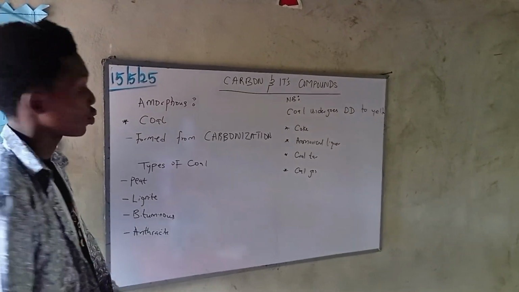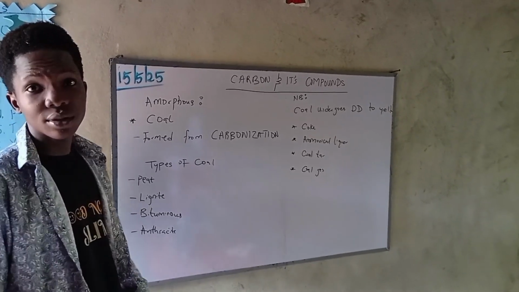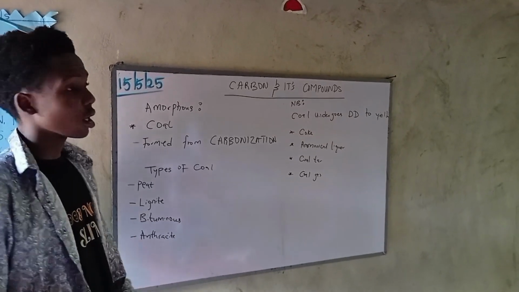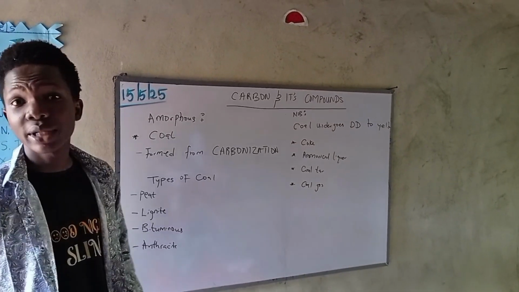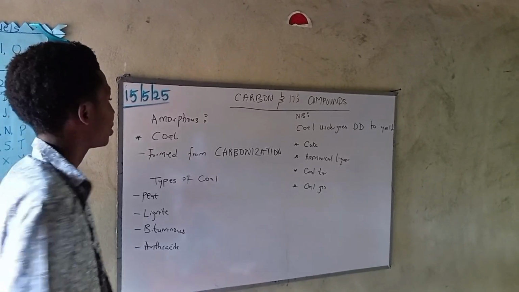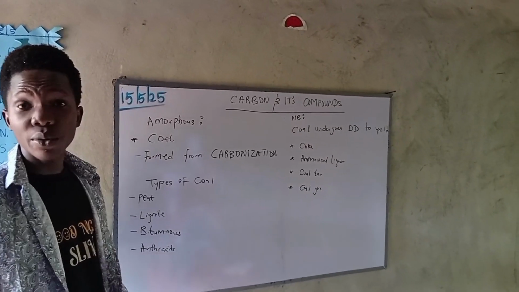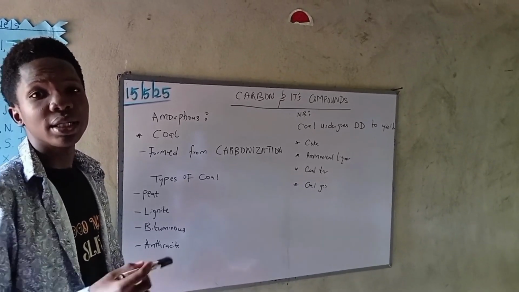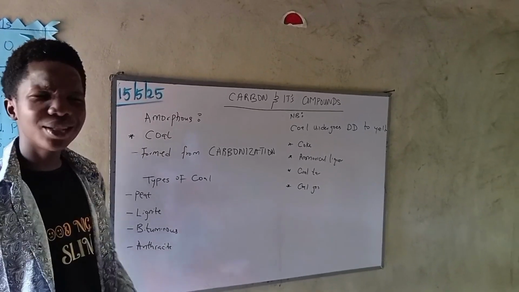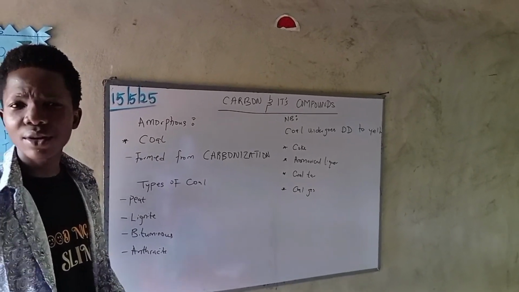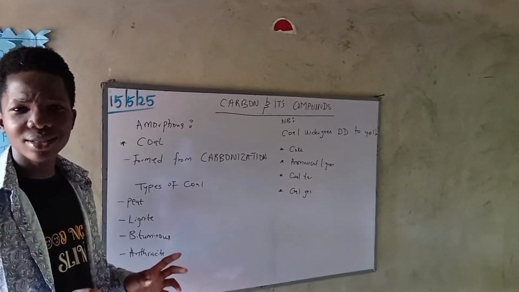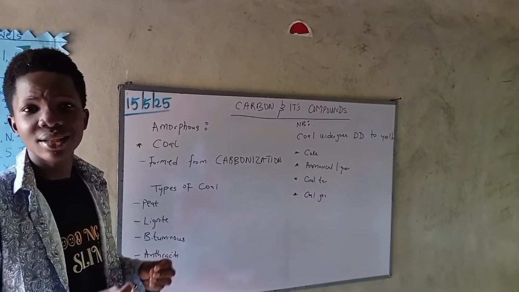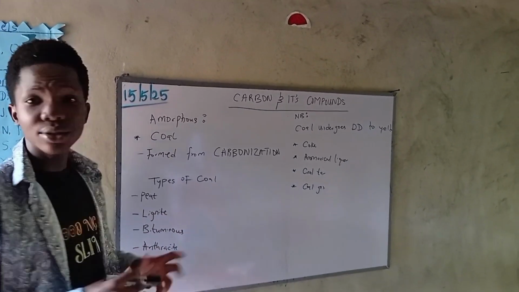Now we move on to coal, the first amorphous form of carbon. Coal is formed from what we call carbonization. If you hear the word carbonization, what comes to your mind? You don't know, so let me explain. It is the decomposition of organic carboniferous matter under pressure in the absence of air. When you hear the words organic carboniferous matter, it's simple: it is an organic matter which contains carbon. So that's done and dusted.